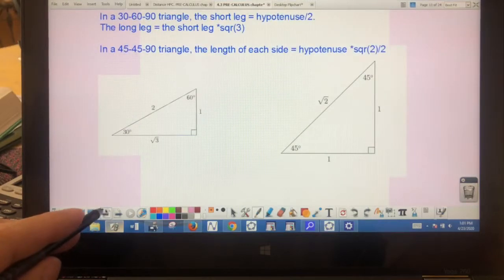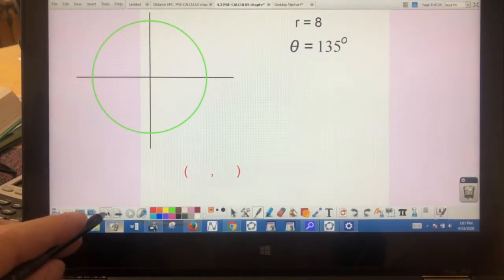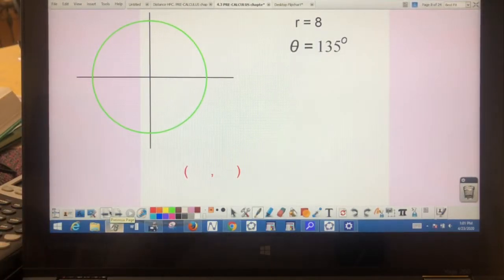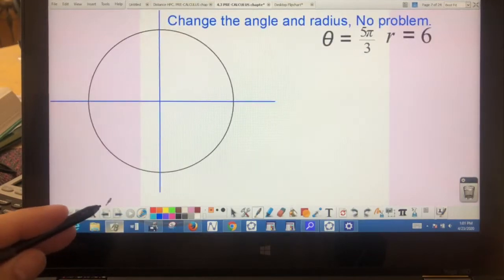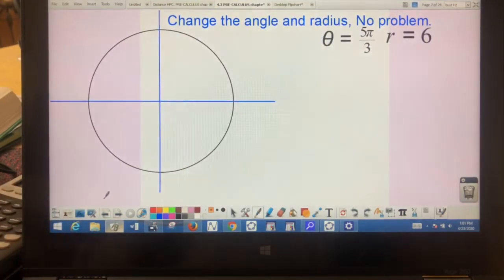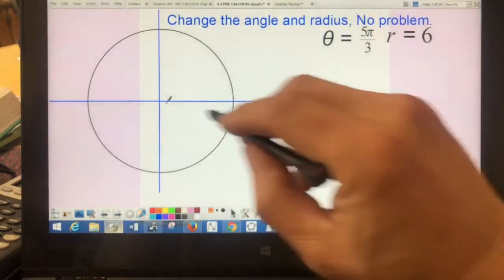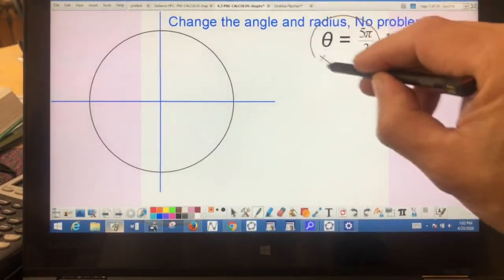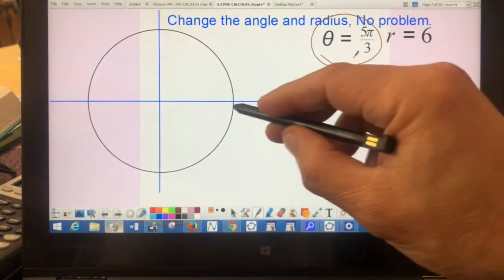So let me go back a few slides. All right, so this is just the review of the last time we talked about this thing. I think we talked about the radius of the circle being any length. So this time I made the radius of 6. 5 pi over 3. So where is 5 pi over 3? You have to figure out where that is on the unit circle. So let's see.